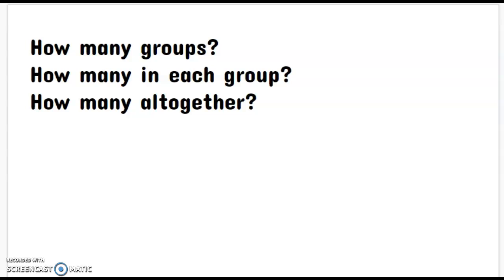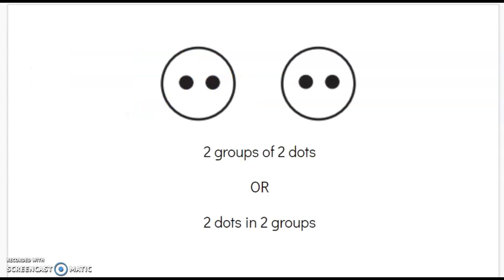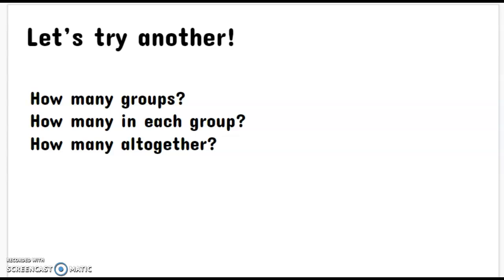How many groups did you see? How many were in each group? How many altogether? Maybe you said two groups of 2 dots, or maybe you said 2 dots in 2 groups. Guess what? Both of them are right. You could see them either way and describe them either way. Both are correct. Let's try another.